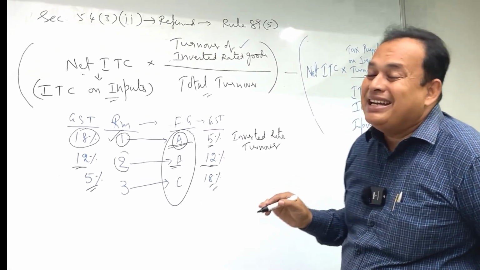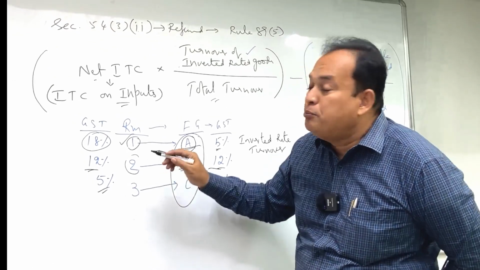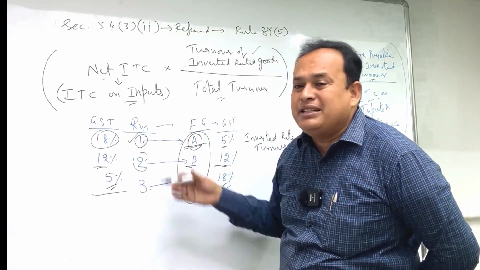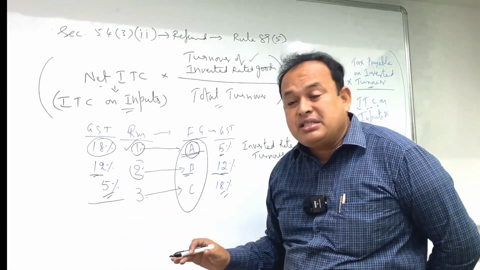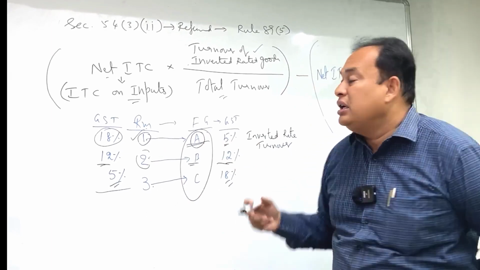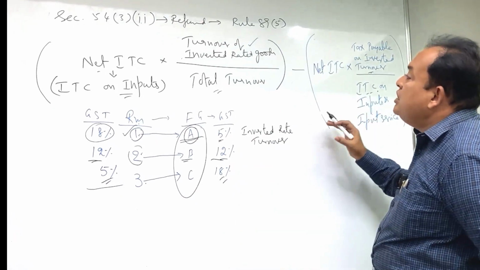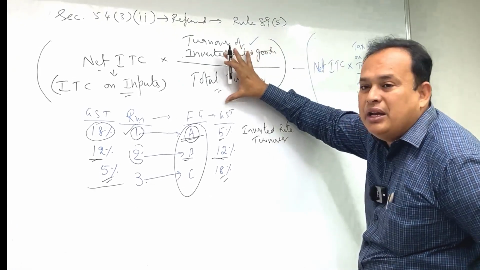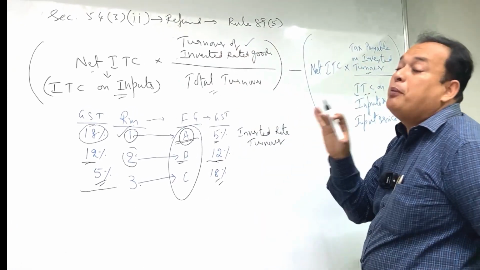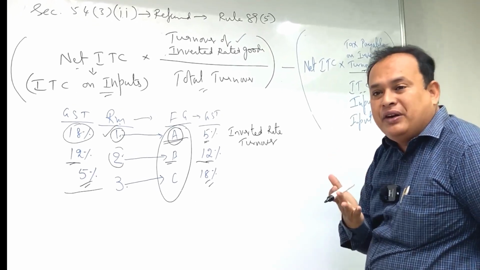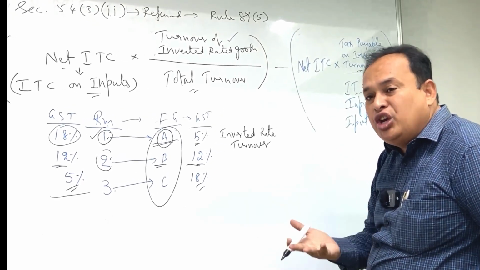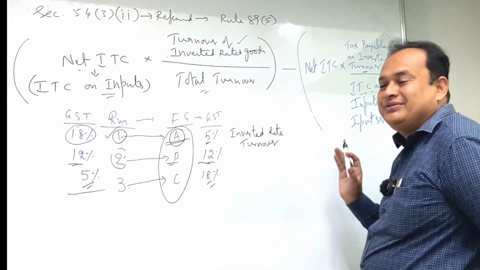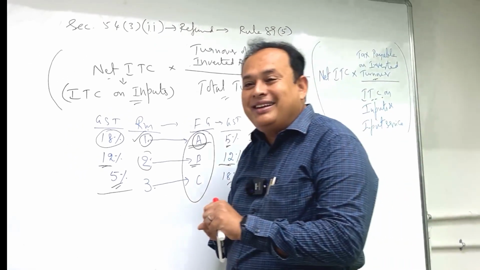Here input tax credit on inputs and input services means input tax credit of raw material 1, raw material 2, raw material 3, the total input tax credit on inputs plus any input services credit, that is the denominator. Then if this value is lesser than the output value, that means the result is a positive figure, claim refund. If it is 0 or negative, no refund. Got the clarity?